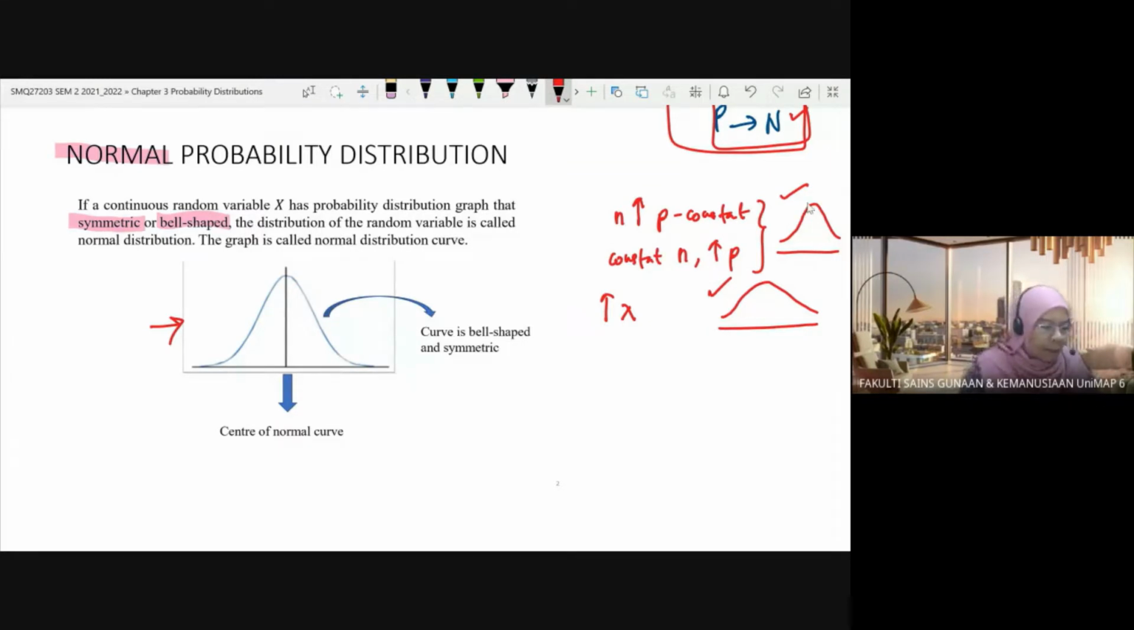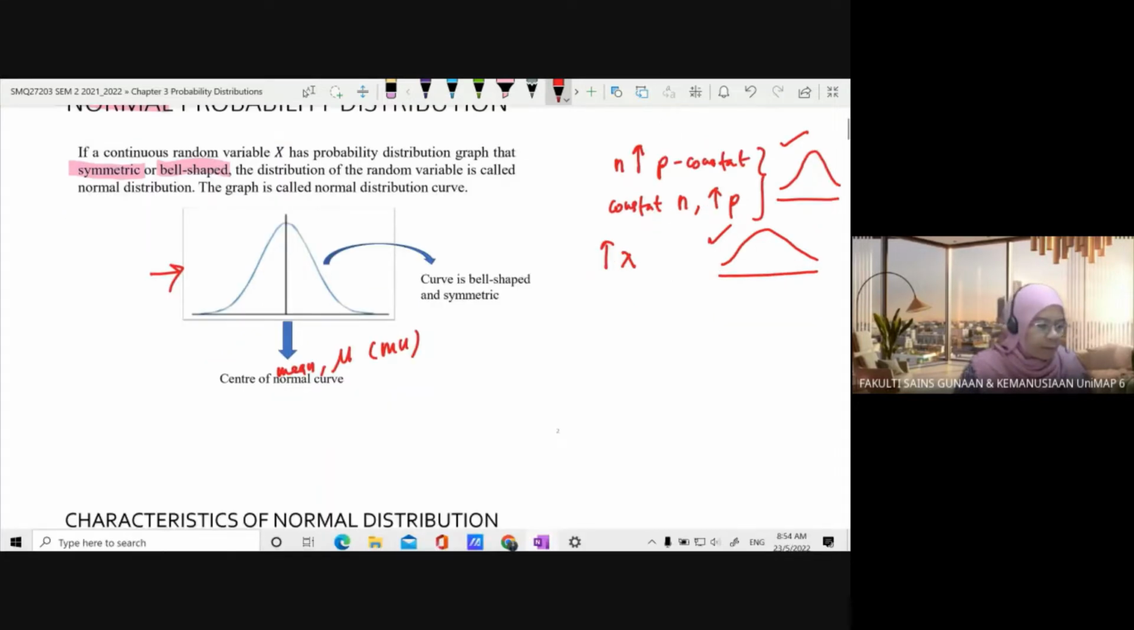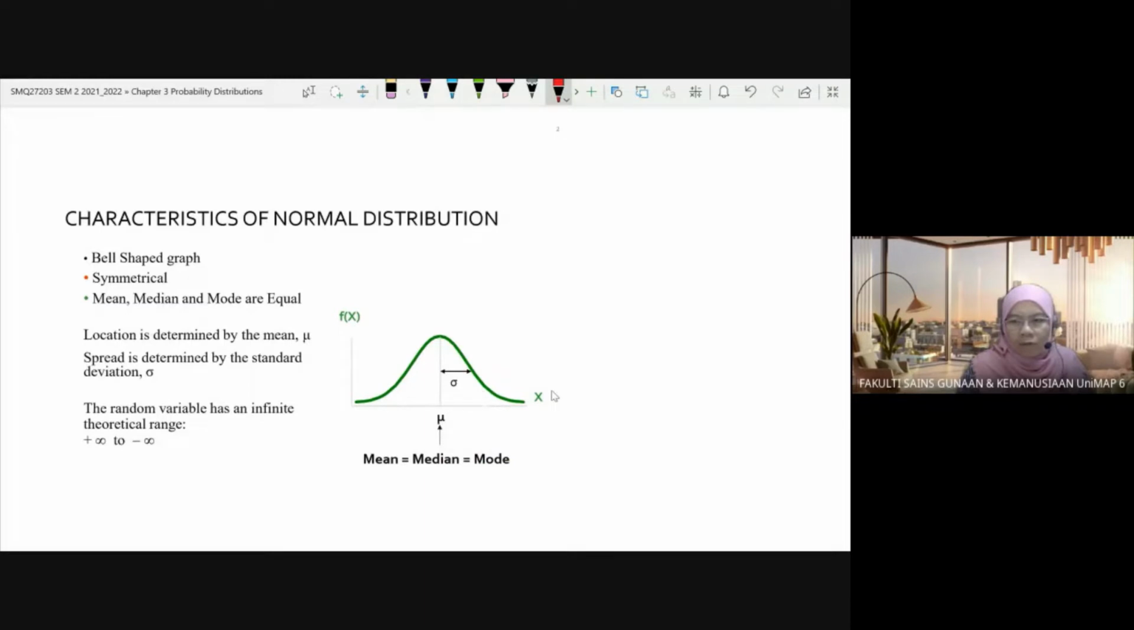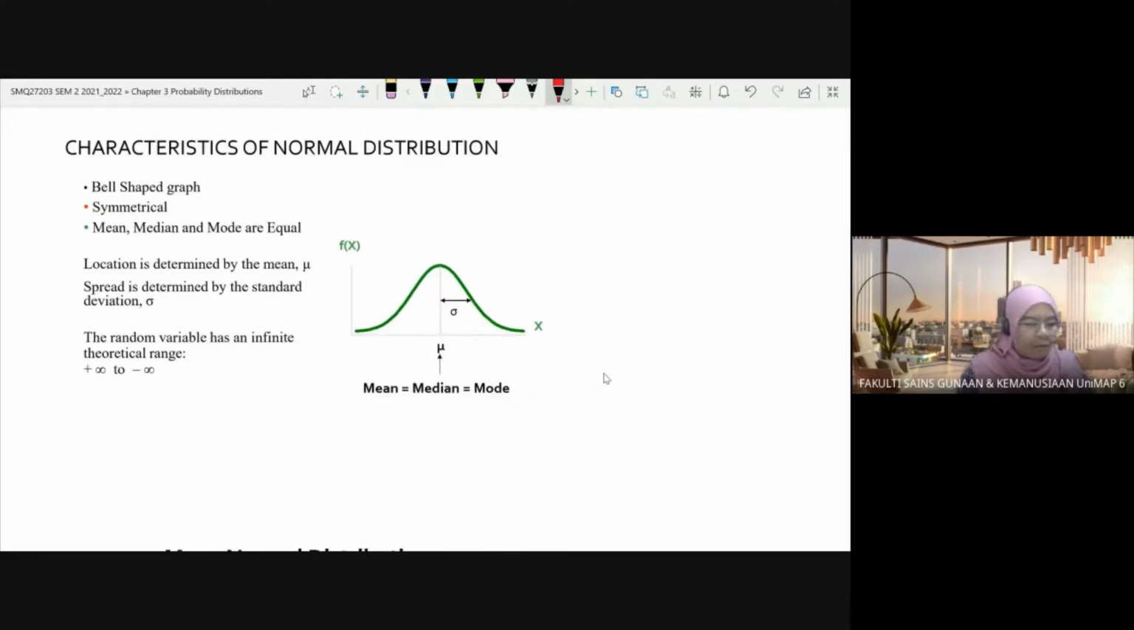The center of the normal curve is what we call the mean, or if we are using the population notation, it will be mu. Mu reflects the mean of that random variable x. If you have any questions, just stop me. We are going to make it a bit faster so that you can finish the class early.